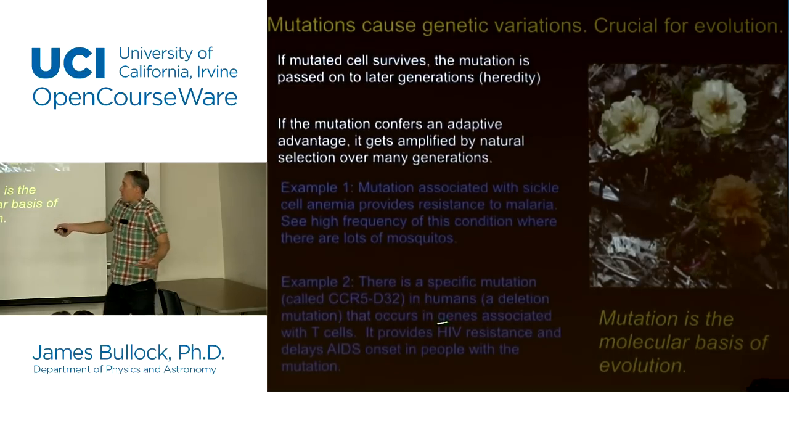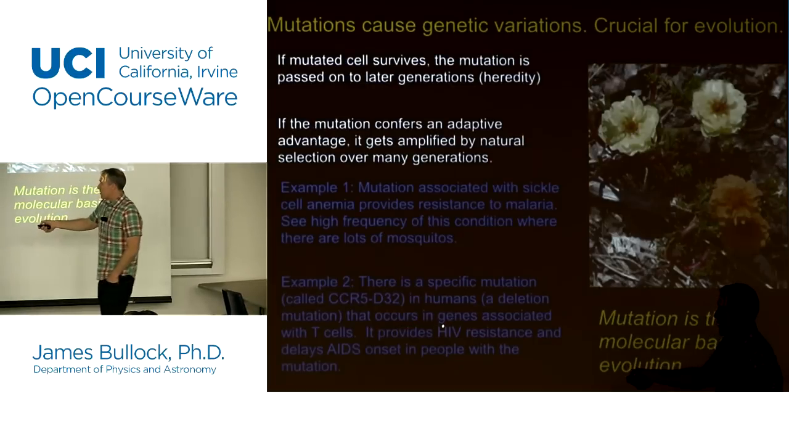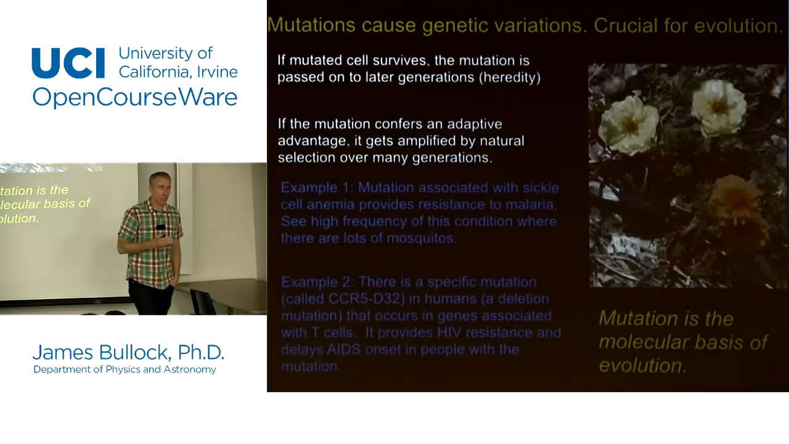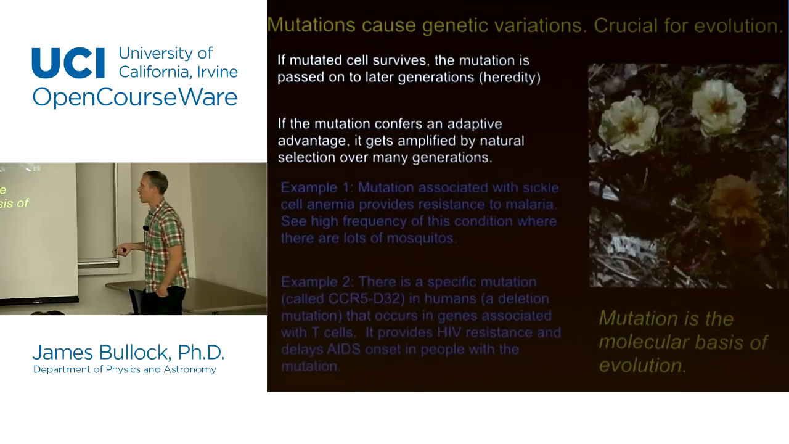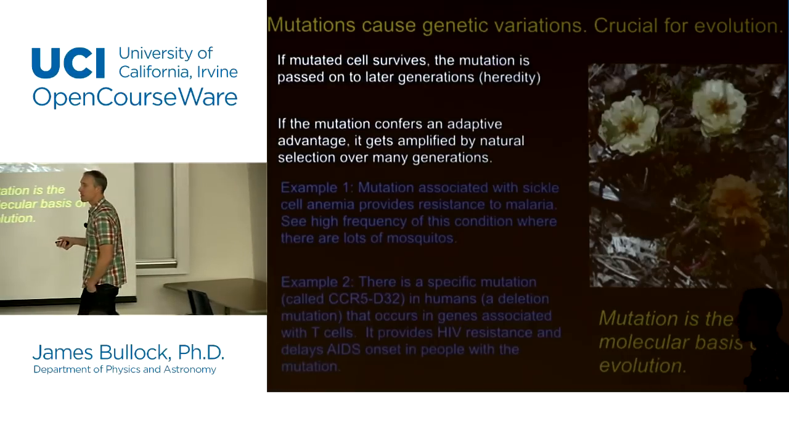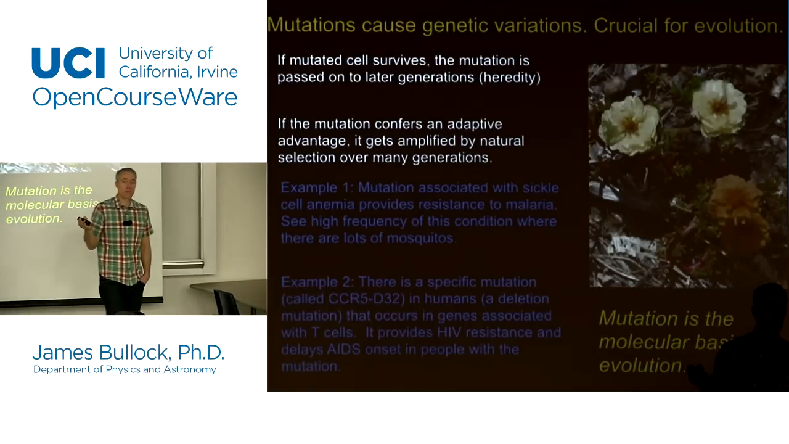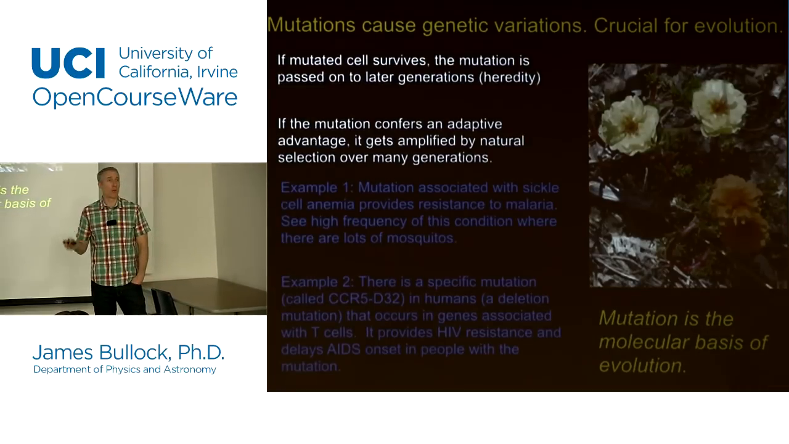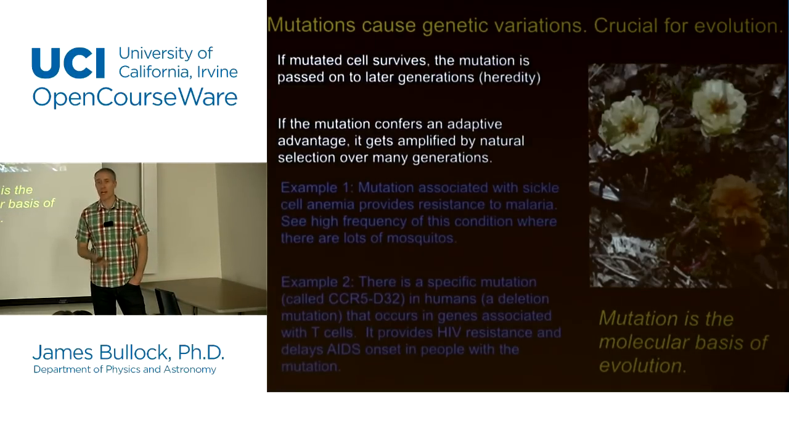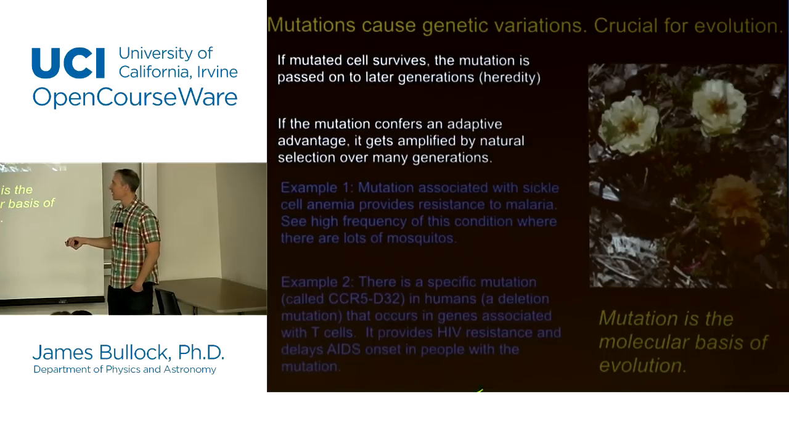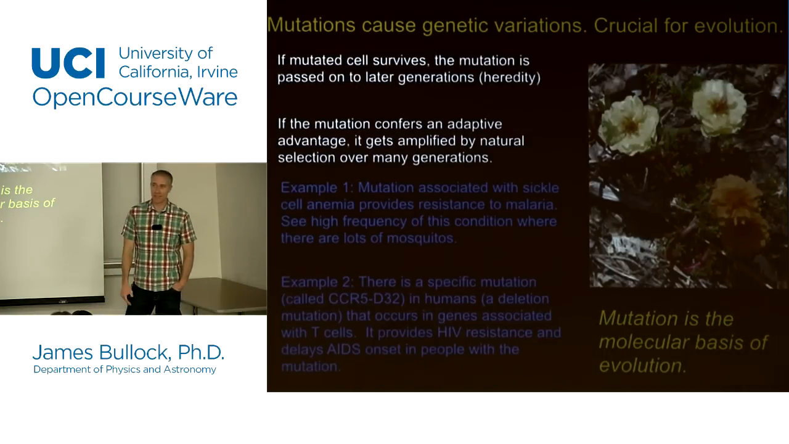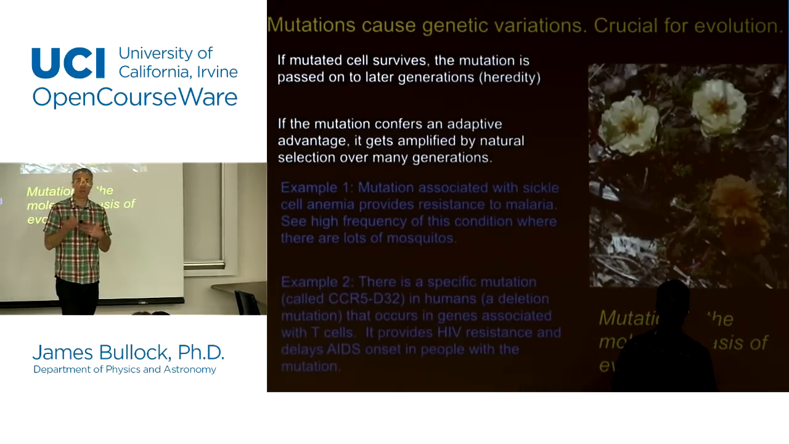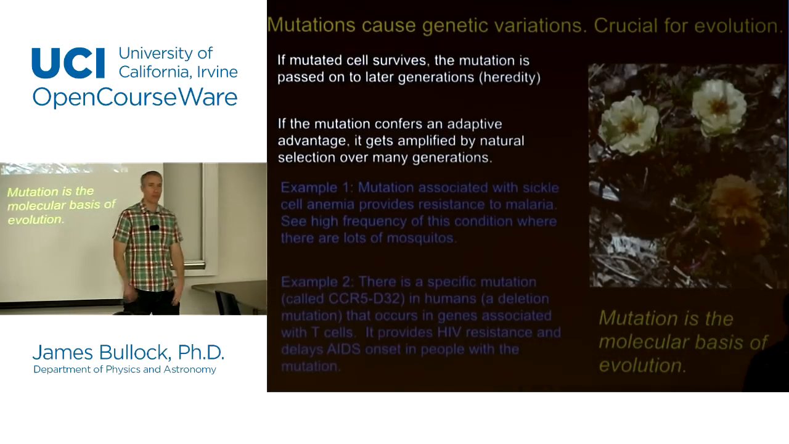There's another example of a mutation with a specific name in humans that occurs in genes associated with T cells, and it turns out that it provides HIV resistance. And so people with this specific mutation have delayed onset of AIDS, and they live longer because they have this specific mutation. So you see these kinds of things happening in real time, right? AIDS was not a disease that existed really 100 years ago, right? But because this random mutation has happened, there's some selection for that.